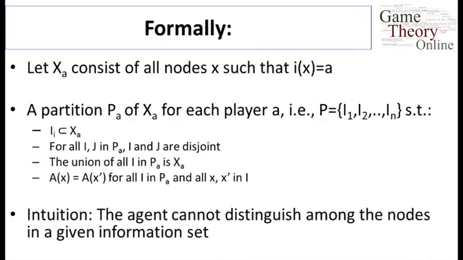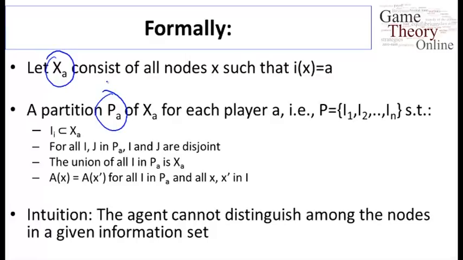How do we add information sets? Well, first of all, we use the notation x sub a to denote all the nodes in which it's a's turn to act. And we now take a partition of all those nodes. What is a partition? Well, a partition is taking all the nodes and dividing it into sets, here denoted I1, I2, and so on, such that every two sets are disjoint, and the union of all of them consists of all the nodes. So that's a partition.